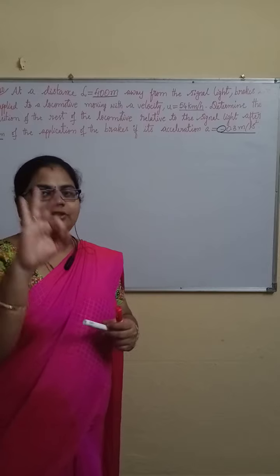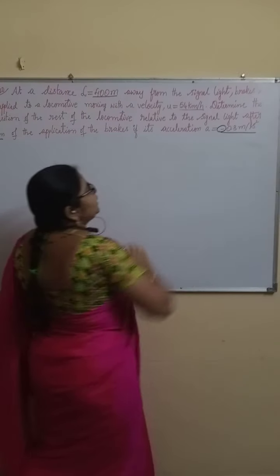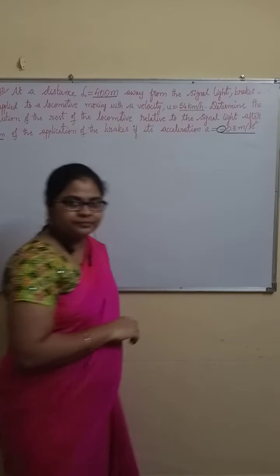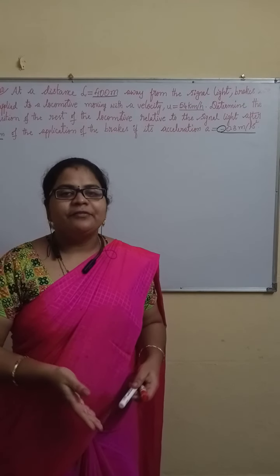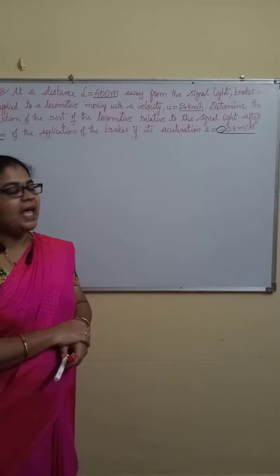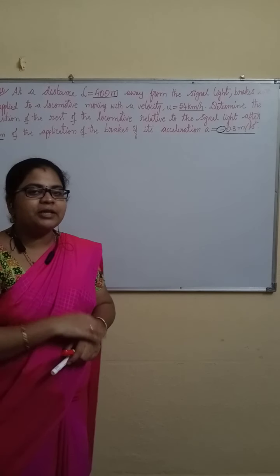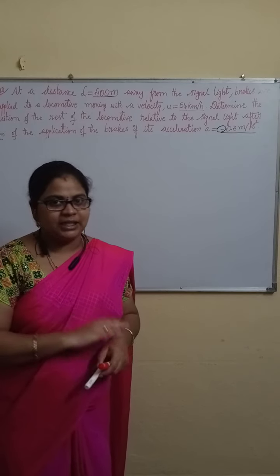Here, three things you should remember. U value is 54 km per hour, A value is in meter per second square. The units are not matching, so we should convert initial velocity into meter per second. They have given it in kilometer per hour, so you should convert into meter per second. For that, we have to multiply with 5 by 18.